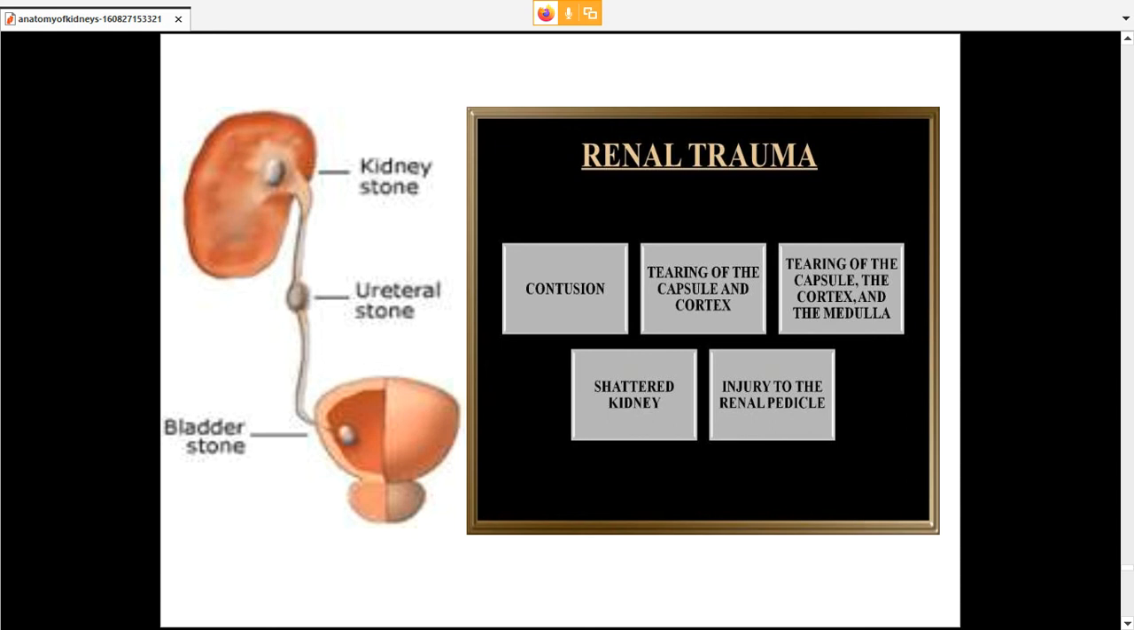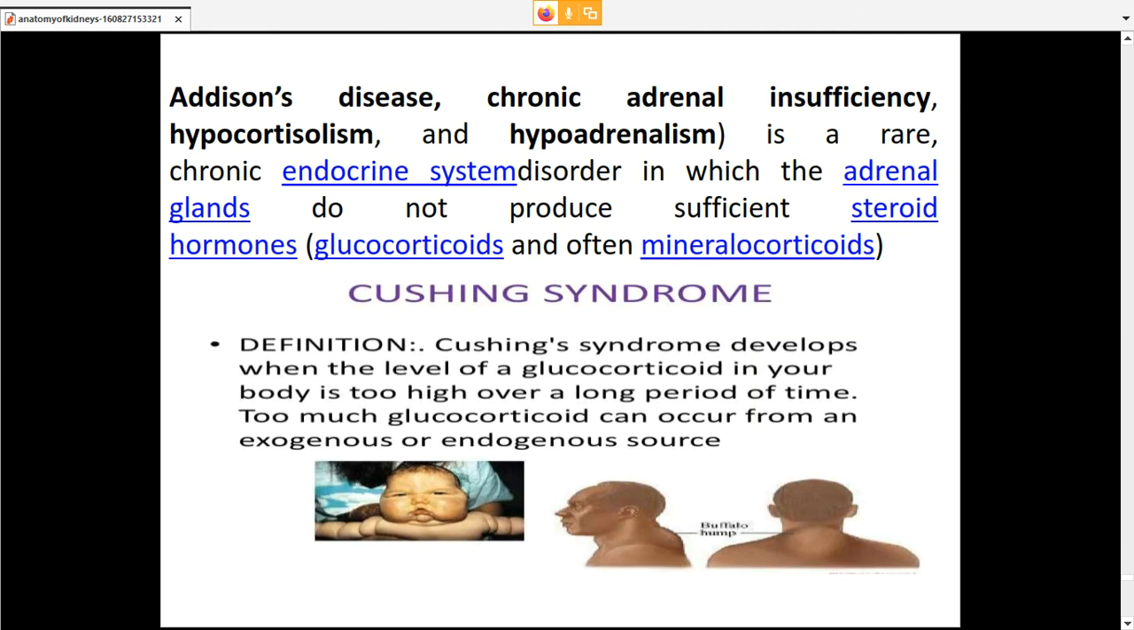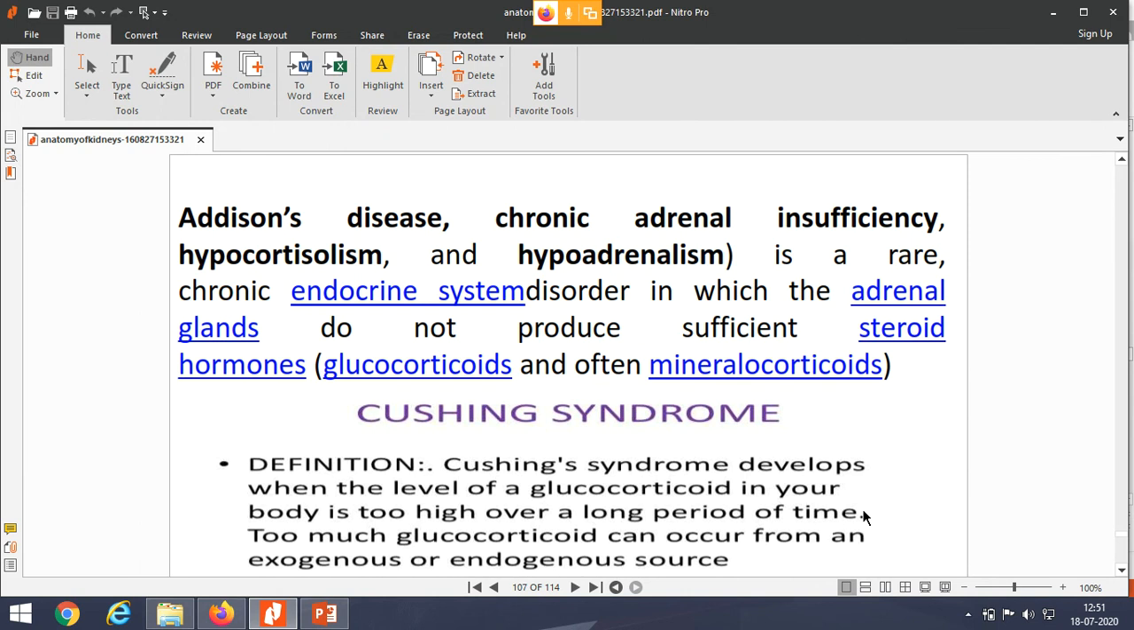Renal trauma and renal calculi, which means stones that are present. This is also one clinical aspect of the kidneys. There is also Cushing syndrome. So these are the clinical aspects of the kidneys or excretory system.